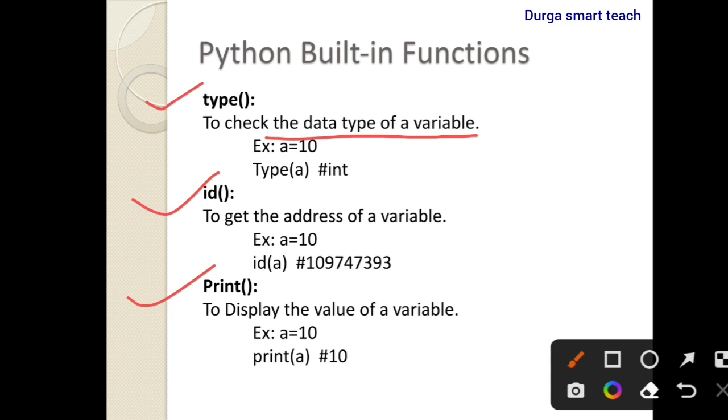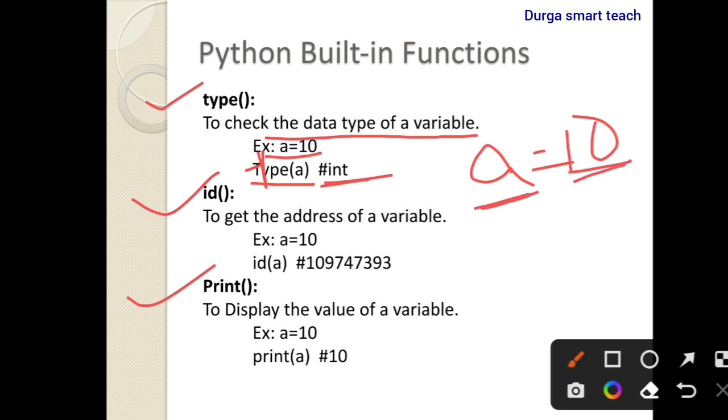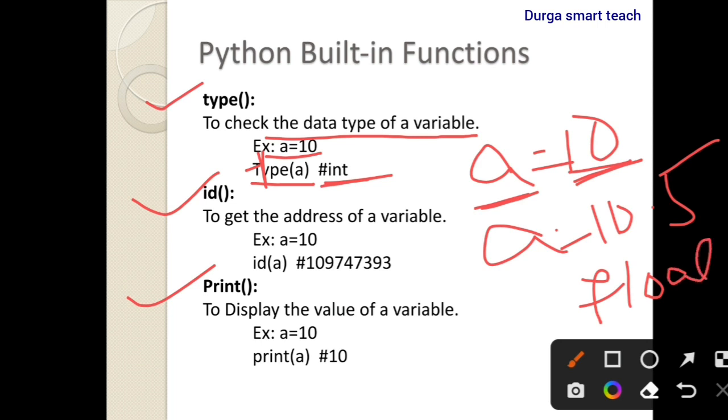For suppose a is equals to 10. No need to specify the data type because Python dynamically assigns it. Next, I want to know the type, so type of a. It will return integer. The type function is used to return the data type of a variable. Here a is an integer because we are storing an integer value. If you are storing a is equals to 10.5, it will return float because it contains a decimal part. If you are storing a is equals to hello, it will return string. So type is used to return the data type.